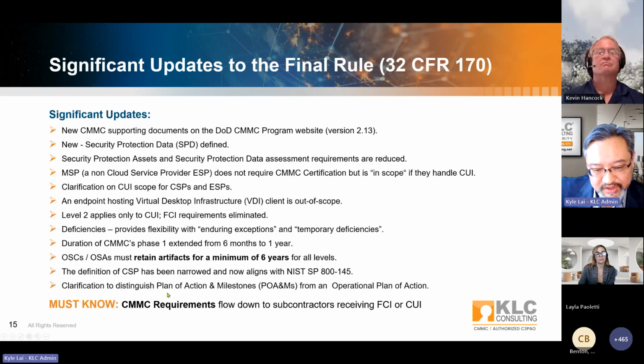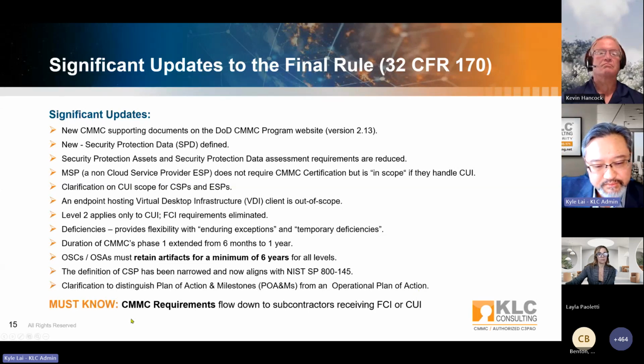Like I mentioned earlier, if you have Plan of Action and Milestones (POA&M) items, POA&M-based deficiencies, that means there will be points deducted from your assessment, and you cannot get 110 unless you remediate all the POA&M items. Where you have an operational plan of action, you will be able to get the 110 SPRS score.